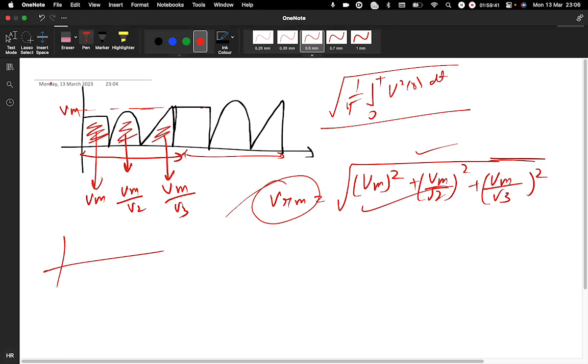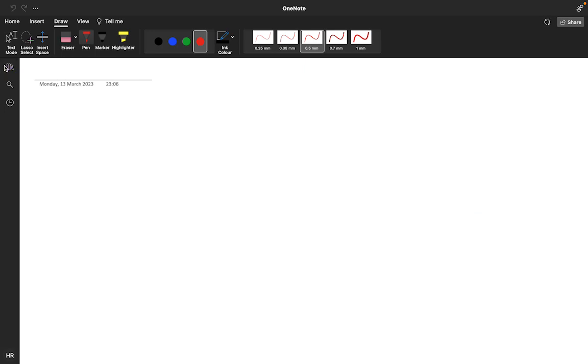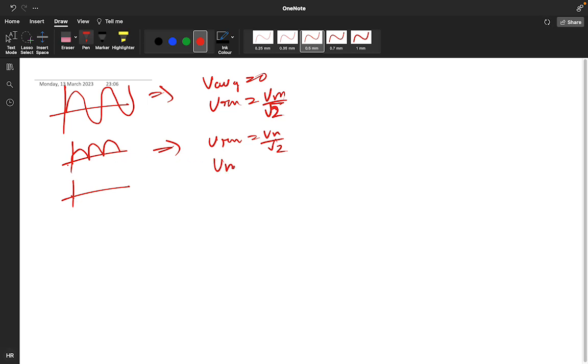It's very important, what I am saying. You just need to write it down two or three times. The average value of this is 0. The RMS value of this is Vm by root 2. The RMS value of this kind of signal is also Vm by root 2. The average value of this signal is Vm by pi.